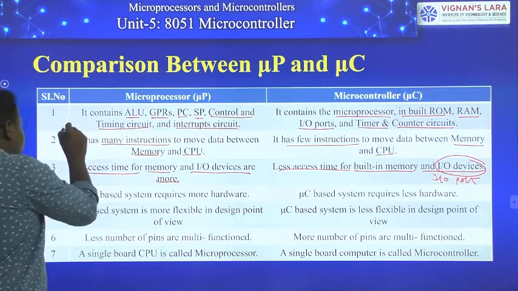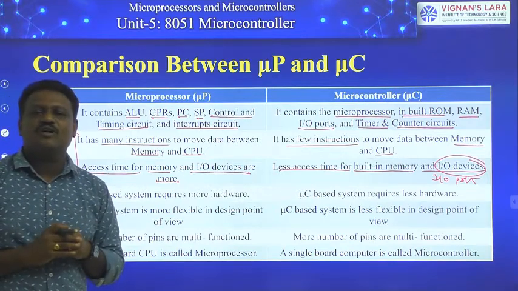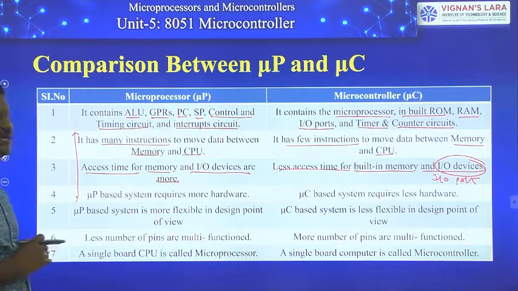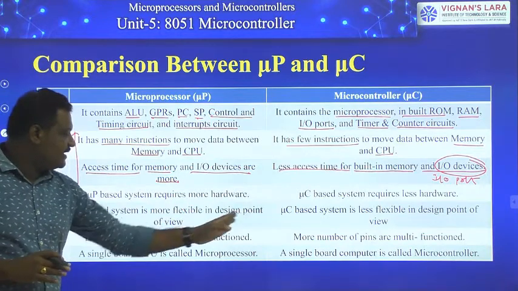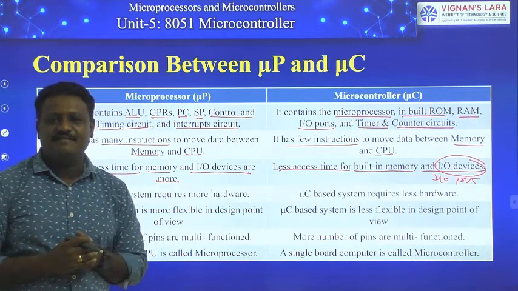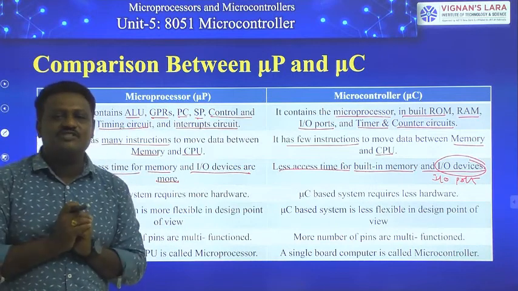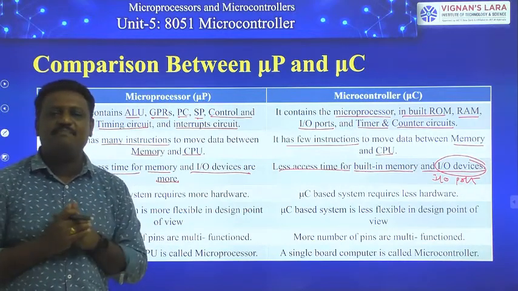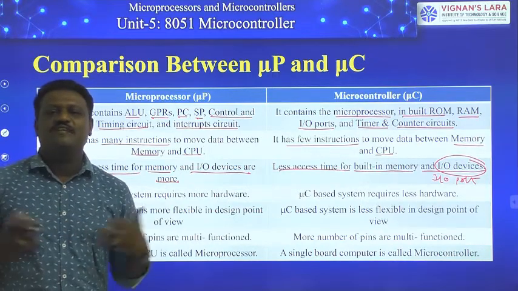So coming up to these points, the performance of a microcontroller is superior to a microprocessor. But coming to the next point, it is somewhat reverse. A microprocessor based system is more flexible from the design point of view. That means in microprocessor based systems, I select a microprocessor based on my application. I select the memory elements based on my application. I select I/O ports based on my application. So I have more flexibility.